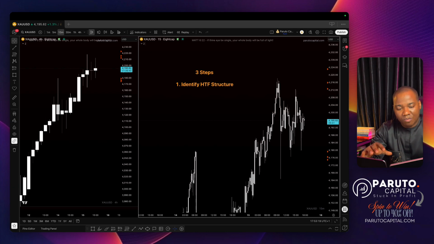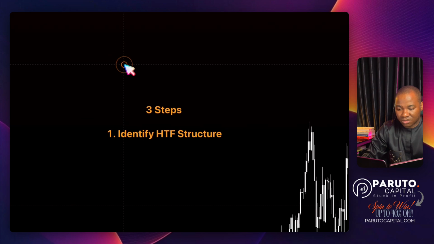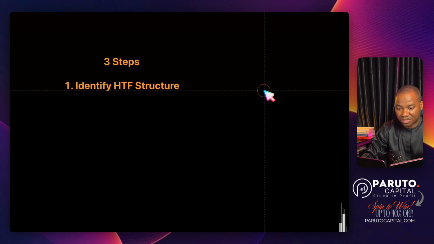Okay, you mark the key levels. You identify your support, your resistance, your demand, your supply zones. You essentially just identify the market structure. Now, to put this in proper perspective, let me just drag all of this up. And yeah, so we can have some space.